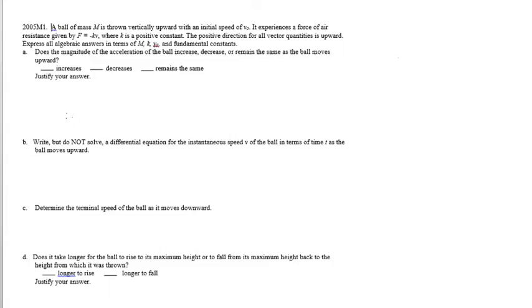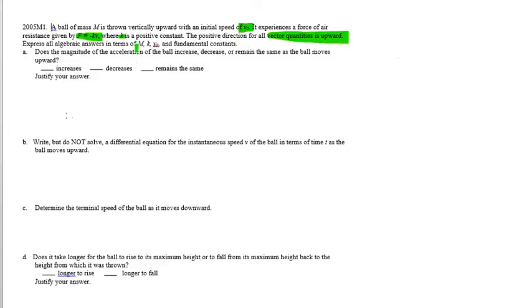Okay, so this is 2005 Mechanics 1, and it's an air resistance problem. It's not super in-depth, but it'll give you a pretty good idea. Anyway, a ball of mass M is thrown vertically upward with an initial speed of v naught. It experiences an air resistance force given by F equals negative kV, where k is a positive constant. The positive direction for all vector quantities is upwards. That is going to be important.